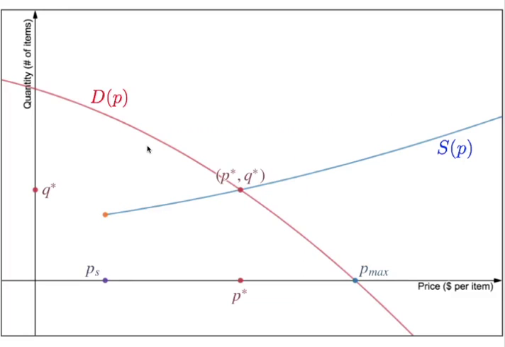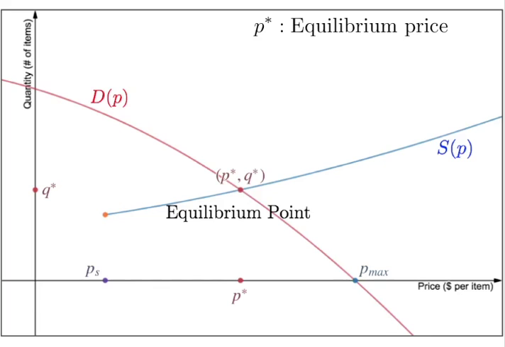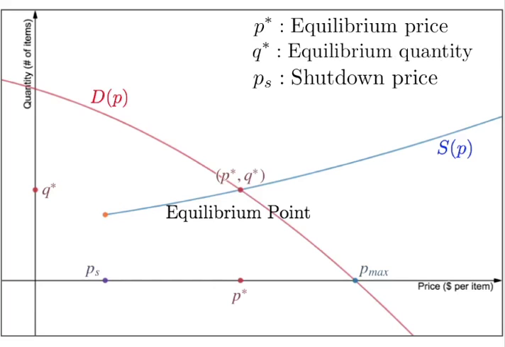When you put the demand curve and the supply curve together, they intersect at one point. This is called the equilibrium point, for P star is the equilibrium price and Q star is the equilibrium quantity. Once again, P sub S is the shutdown price. When you want to calculate P star, you can set the demand function equal to the supply function, and you can use the software or the calculator to get the value of P star. Then when you want to find Q star, you can substitute P star into either the function D of P or the function S sub P.